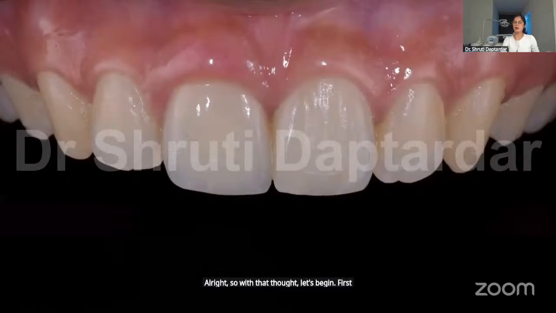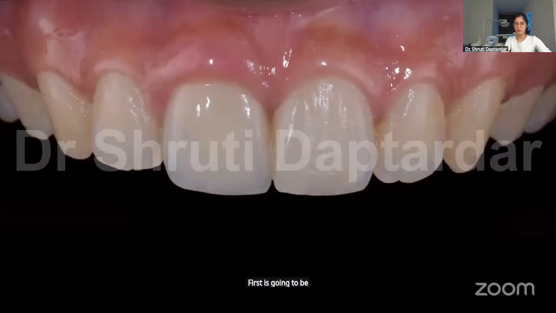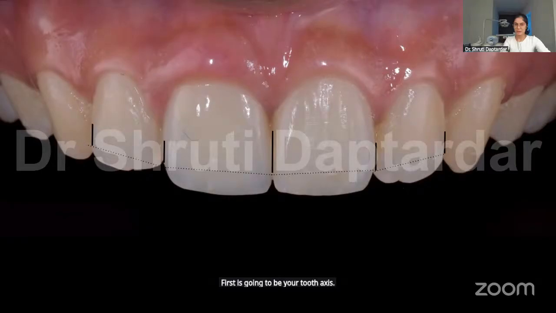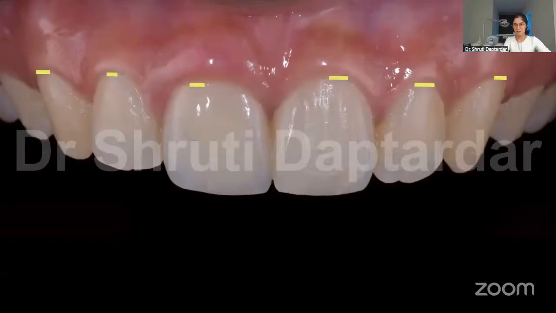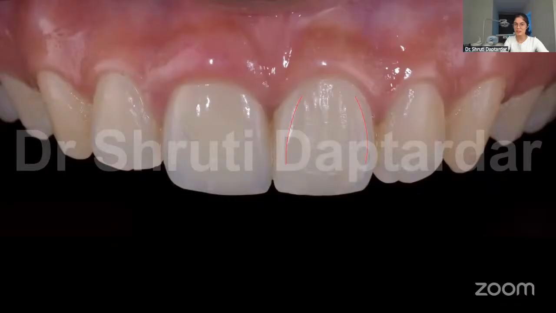First, these are the couple of things that you need to know before you start any of your cases. First is going to be your tooth axis, interdental contact points, gingival zeniths, tooth proportion, or as you call it, golden proportion, line angles, surface textures, and yes, shade mapping.